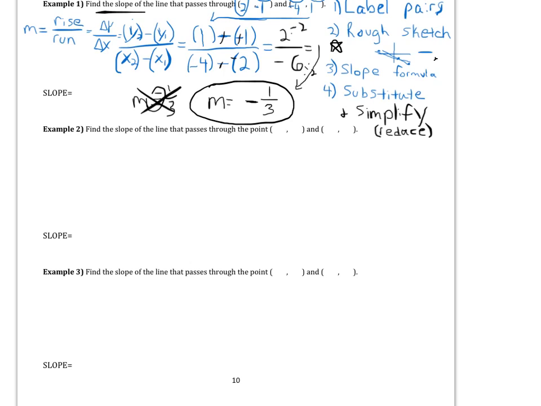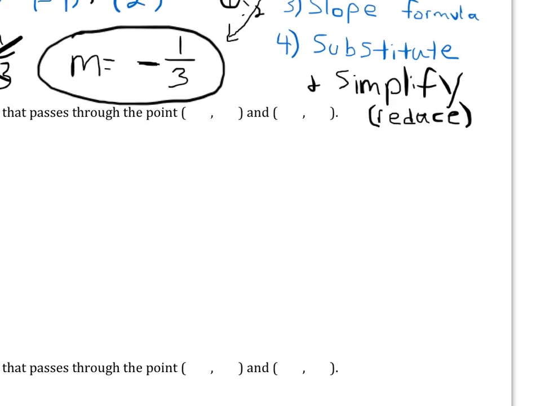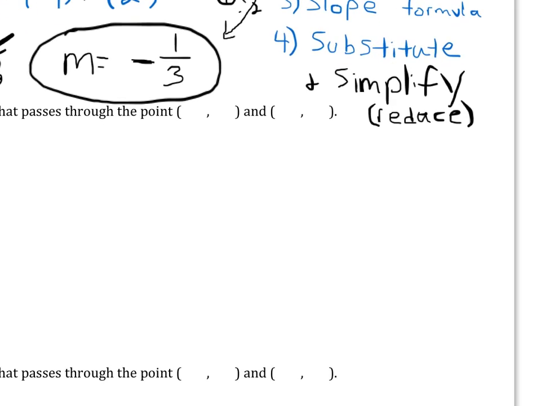Okay, example number 2, let's use the ordered pairs. Let me zoom in a little bit. So let's use 3, -4. For the second ordered pair, let's use 3, and then 2. Okay. All right, so let's follow the steps.